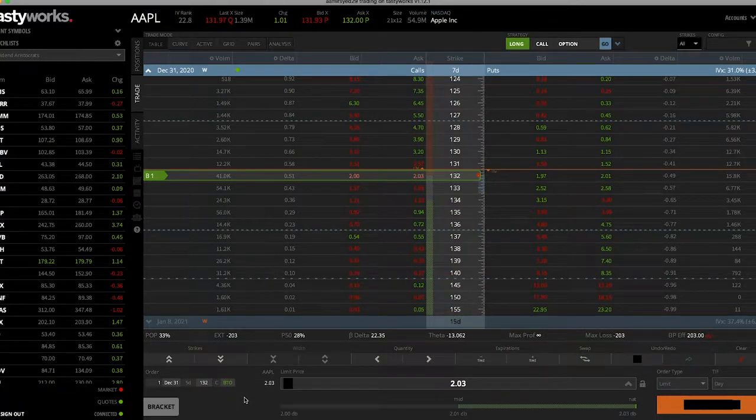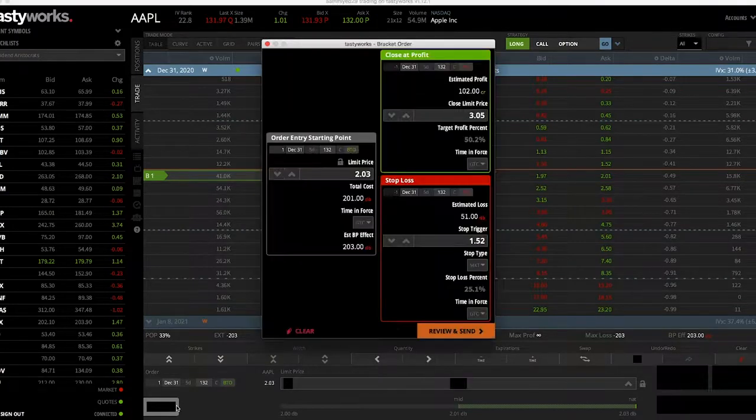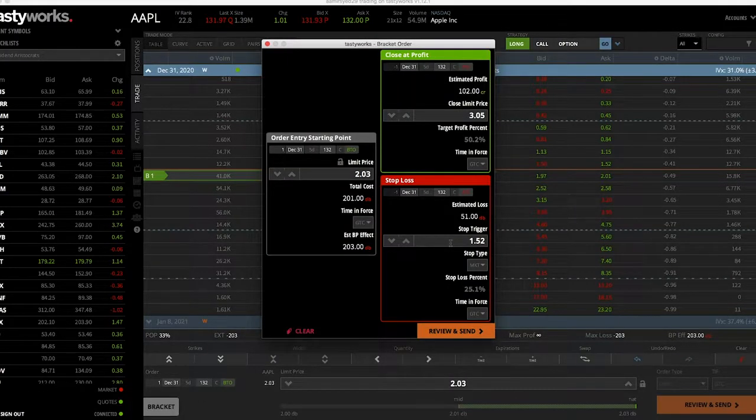Now, that's not what you want to do if you are trying to set a stop loss and an auto close for a percentage profit. What you want to be selecting is this icon here which says bracket. Now, once you click bracket, you're presented with this screen.